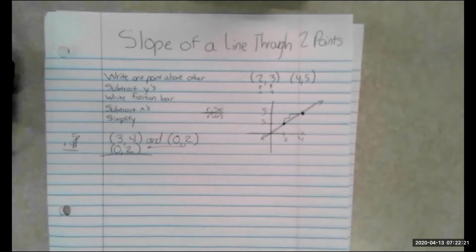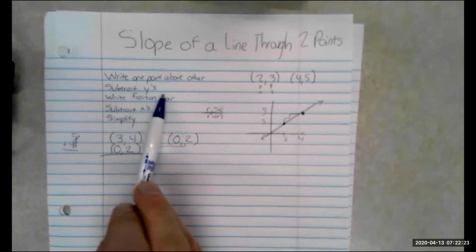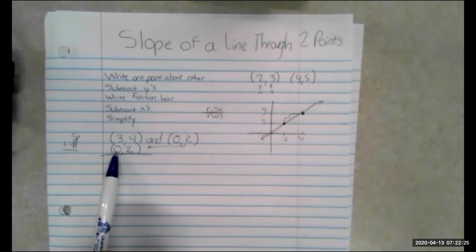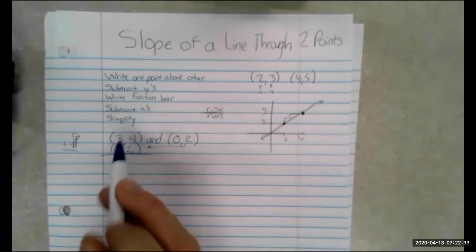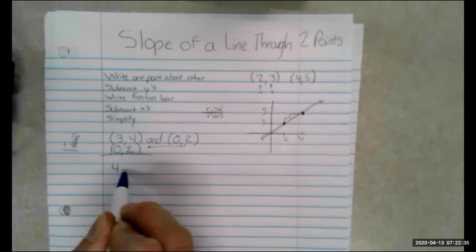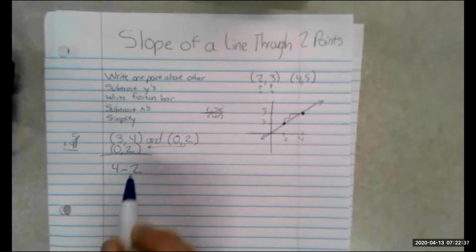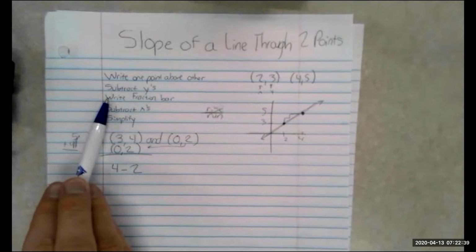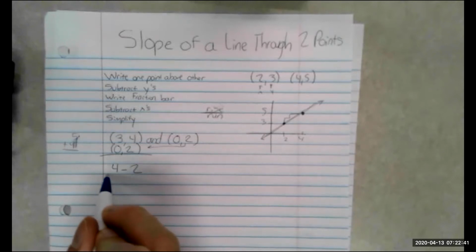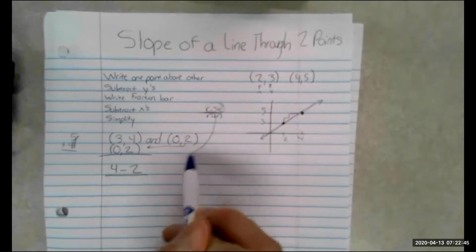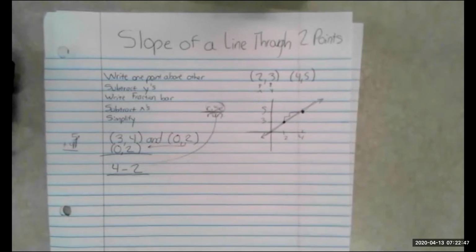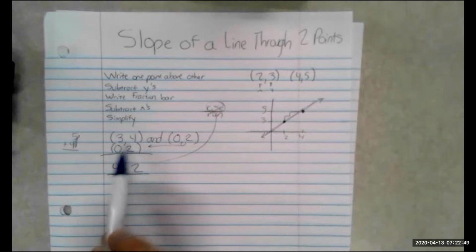Okay? First thing to do is to subtract the y's. Now, these are the x values, those are the y's. I want the rise, subtract the y's. I'm going to go top to bottom, 4 minus 2. So I'm going to write 4 minus 2. Okay. Step 3, write a fraction bar. I'm going to write a bar right underneath it. Okay, because what we just did was the rise part. We want the rise, subtract the y's.